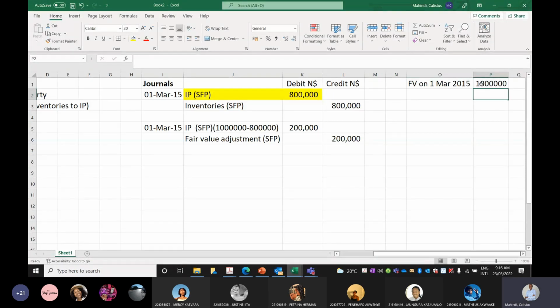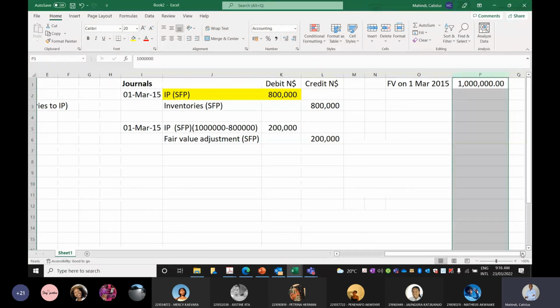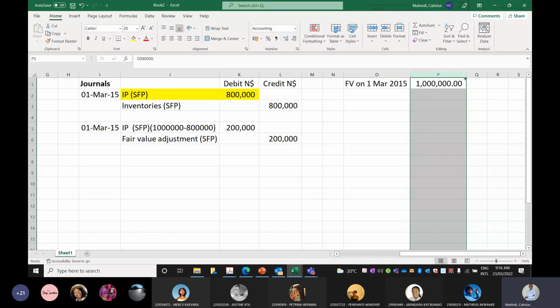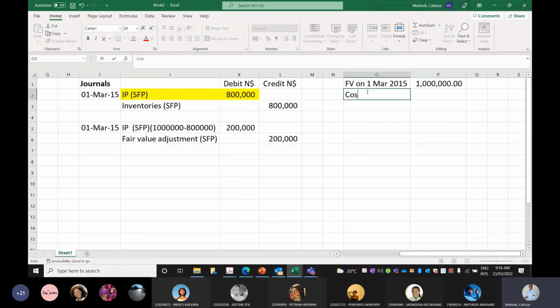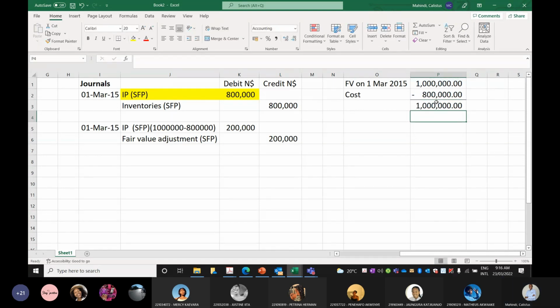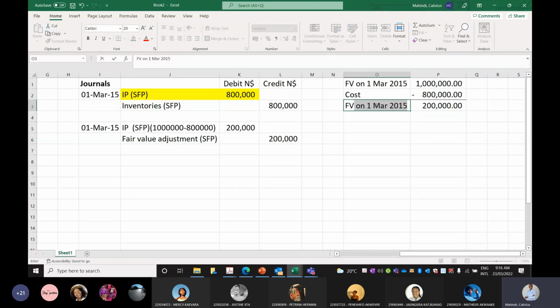Okay, let me put that there. However, we know that our building must be measured at 1 million, but currently the building is being measured at its cost price, and the cost price is 800,000. So what is the difference between the two? The difference between 1 million and 800,000 is the 200,000, and this is the amount of the fair value adjustment.